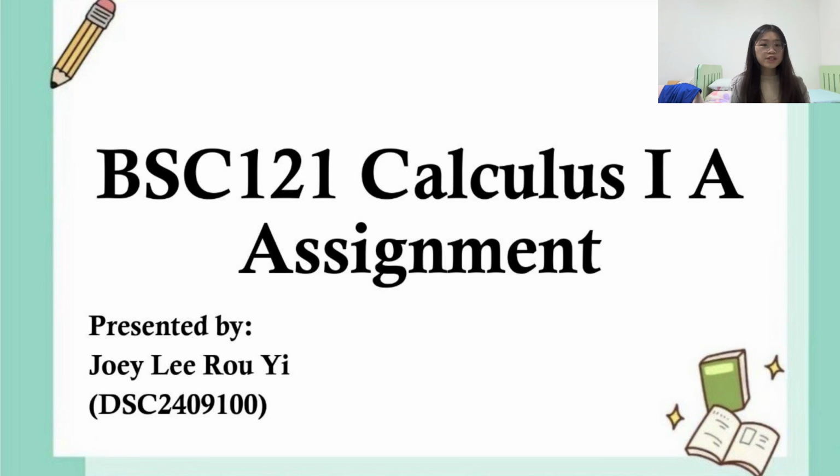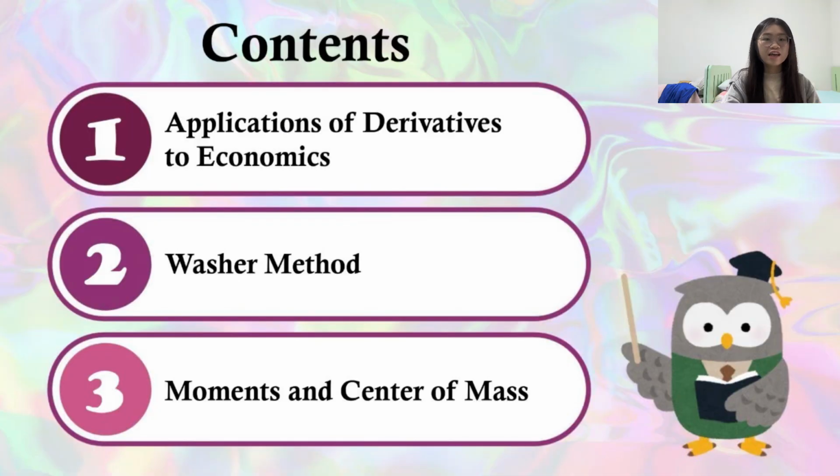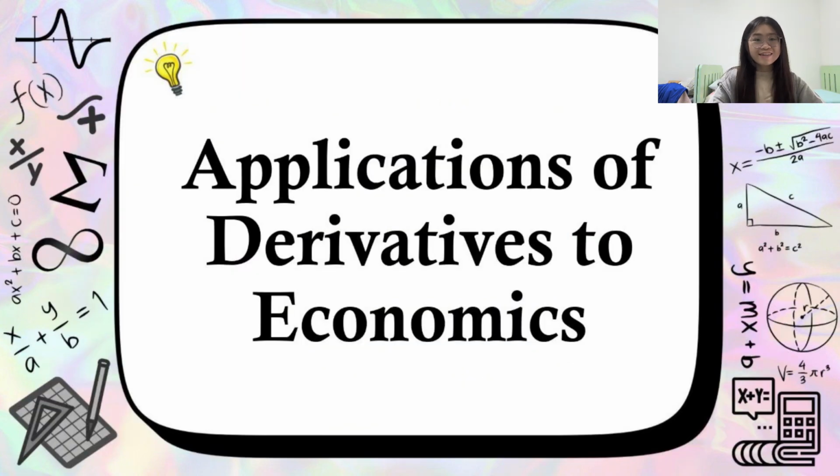Today I'm going to make a presentation about the BSC121 calculus assignment. For this assignment, I'm going to share about the applications of derivative to economics and how to use the washer method to find the volume of the solid of revolution, and also the moments and center of mass. So now let us start.